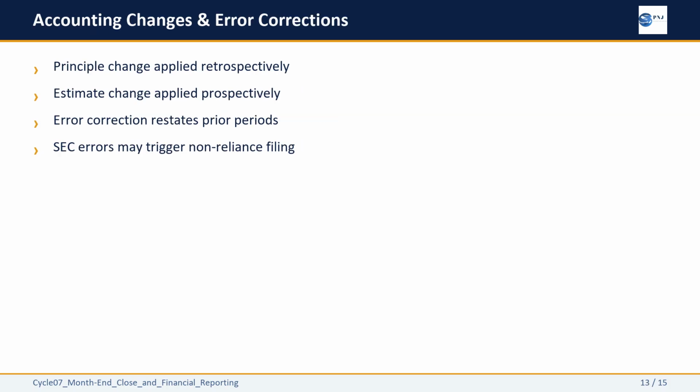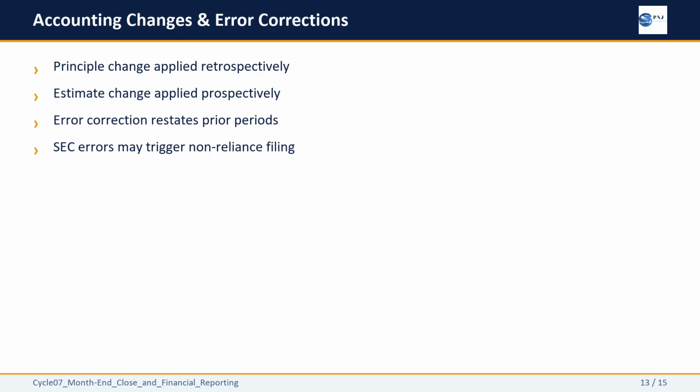What happens when a policy changes or you find a mistake? Accounting Standards Codification 250 gives three paths. A change in accounting principle, such as moving from first in first out to weighted average, is applied retrospectively, restating prior periods as if the new method had always been used. A change in accounting estimate, like a revised useful life or bad debt rate, is applied prospectively with no restatement. A correction of an error is handled by restating all prior periods presented.